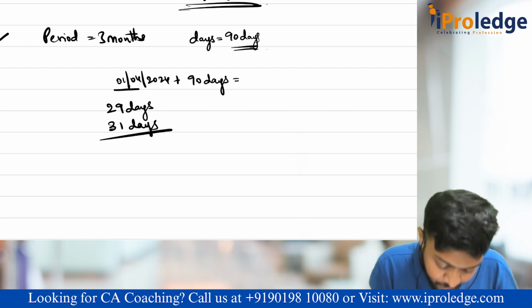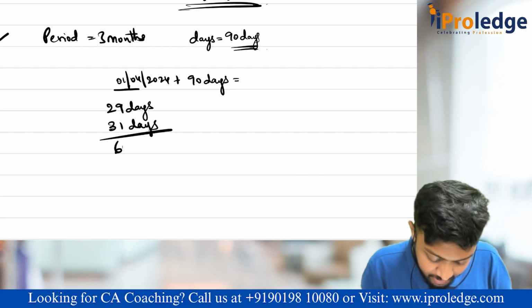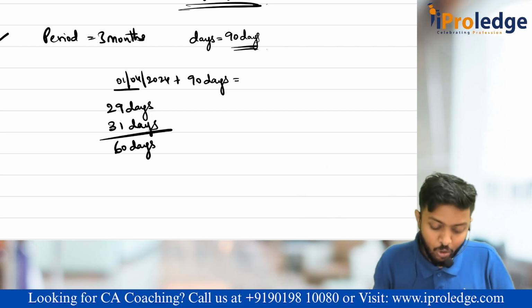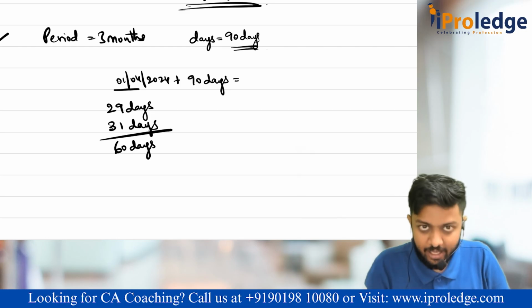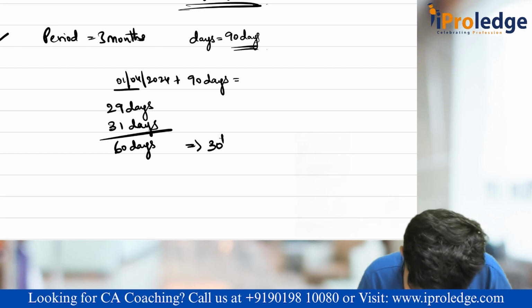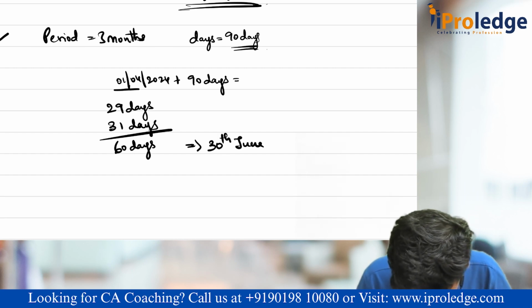So how many days are done? 29 plus 31, that is 60 days done. So the remaining is 30 days. Now that will go to June. So 30 days, it will go to 30th June. The due date is 30th June.